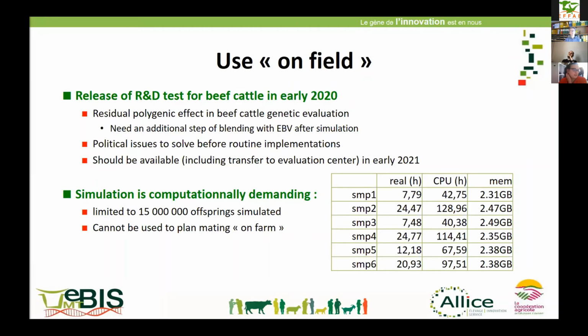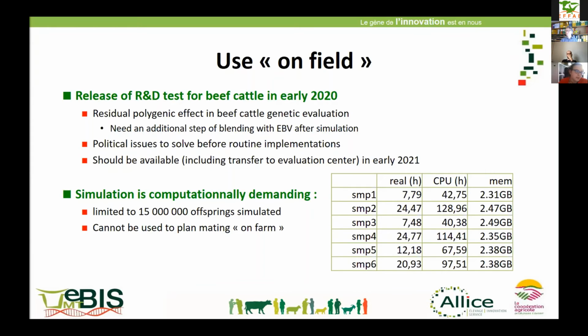But as I discussed a bit later, previously, the simulation needed a lot of computing time, because when you want to have all your bulls with all your females, it quickly grows to a large number of offspring. So we had computing time going from 40 to 100 hours, depending on the number of progeny simulated. So it cannot be used to plan mating on farm.